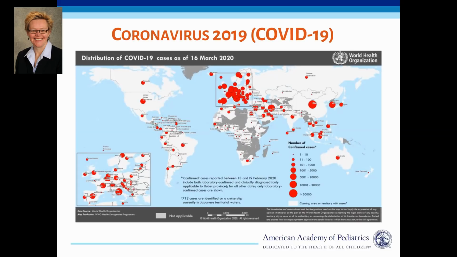The World Health Organization is a great place to see what is circulating, in particular when you think of people who may have traveled recently internationally. It'll give you an idea of what's circulating in the areas where your patients and families have come from.